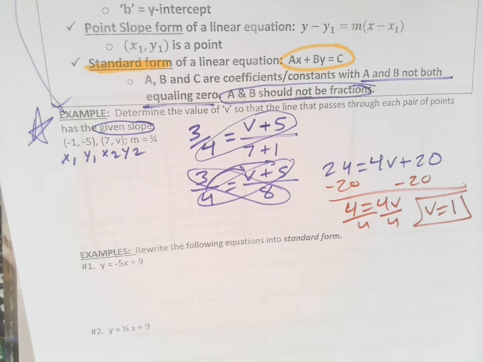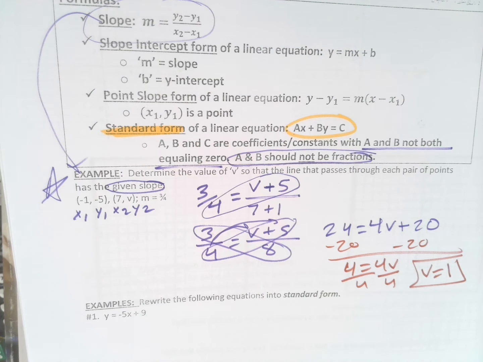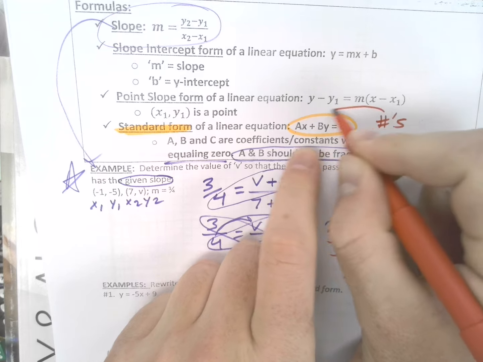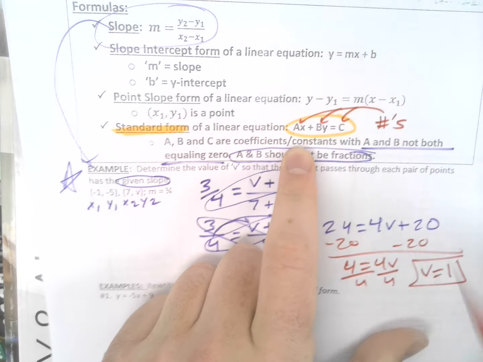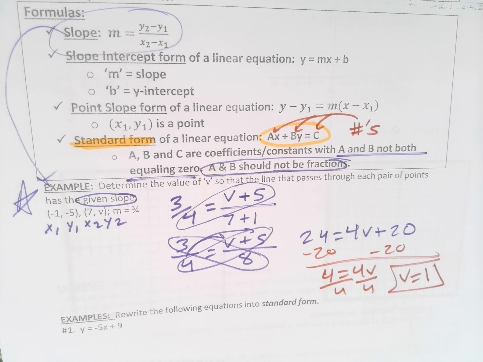Jack, what makes standard form a little bit different? I really don't know. Well, now wait a minute. What are A, B, and C? Aren't A, B, and C just numbers? What's a coefficient? A coefficient means the number next to a letter. So, Jack, what would you like A, B, and C to be?